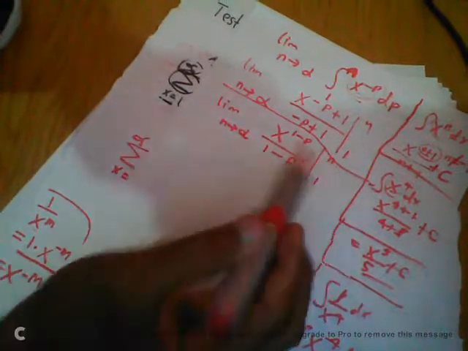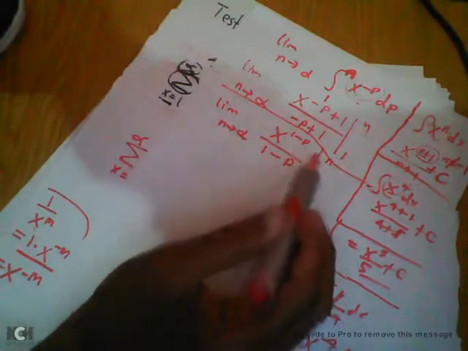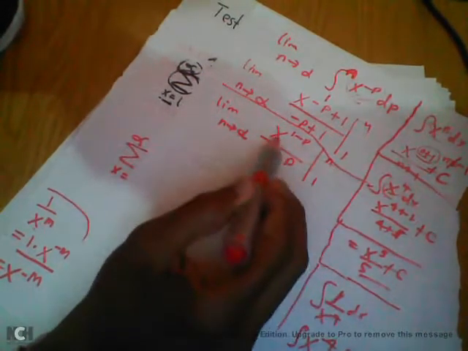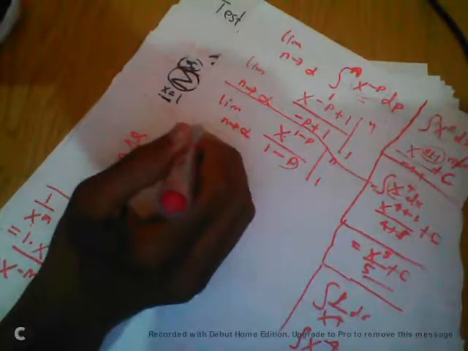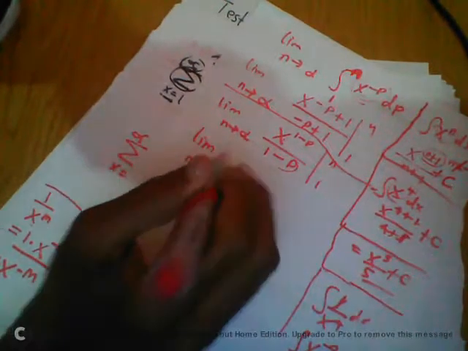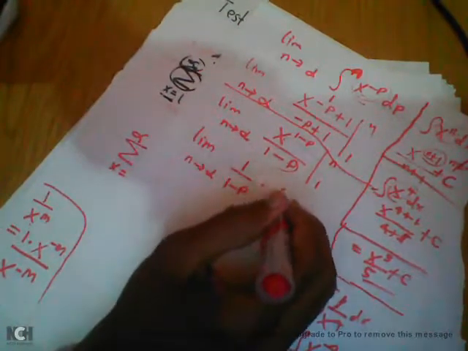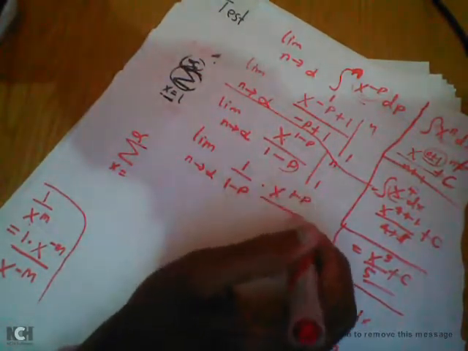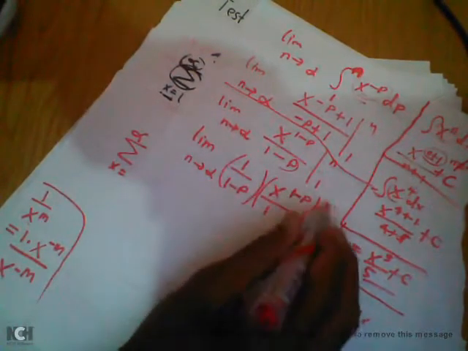Now we have to insert our limit inside this function. These limits here are limits of x, not p. So we're going to take this limit in the position of x. But remember, this p is going to be a constant. Let me go slow. So limit n approaches infinity. This is the same as saying 1 over 1 minus p times x to the 1 minus p, from 1 to n.